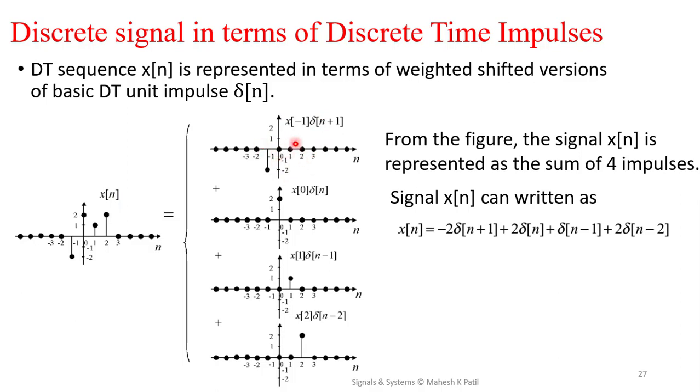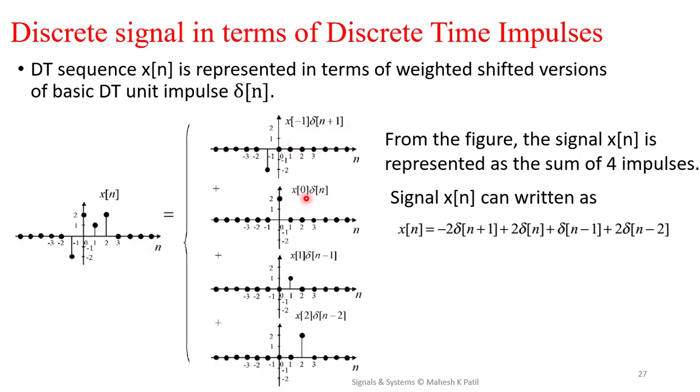You can represent it here. So this is x of minus 1 into delta of n plus 1. You can observe here this is x of minus 1, and it is multiplied by delta of n plus 1. Delta of n plus 1 means the delta signal has magnitude 1 at minus 1, because it is shifted towards the left by one position. So 1 into minus 1, the final answer is minus 1. So this is x of minus 1 into delta of n plus 1.